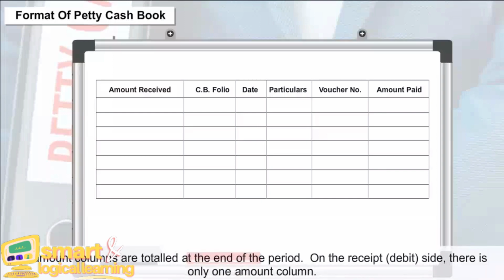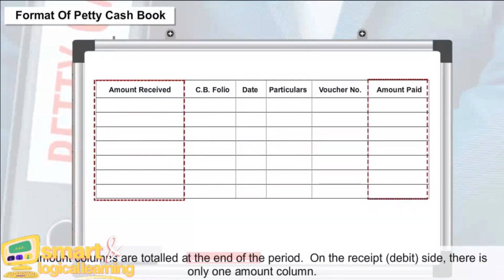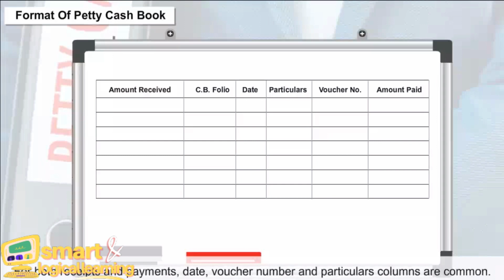All amount columns are totaled at the end of the period. On the receipt or debit side, there is only one amount column. For both receipts and payments, date, voucher number, and particulars columns are common.